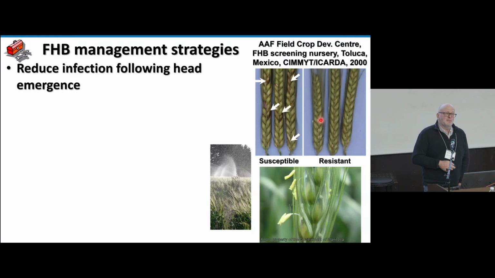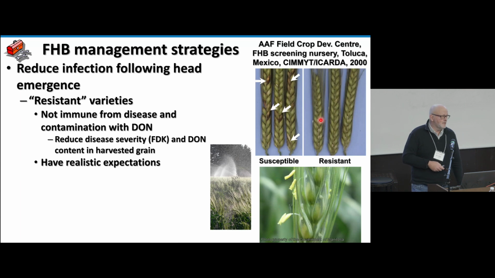So if we look at management strategies, we've talked about reducing the amount of inoculum. We've talked a bit about the role of seed infection and so on in terms of the source of disease in areas where the pathogen's not well established, as well as seed performance. Well, we can look at strategies that limit the amount of infection following head emergence. And one of the big ones here is going to be resistant varieties.